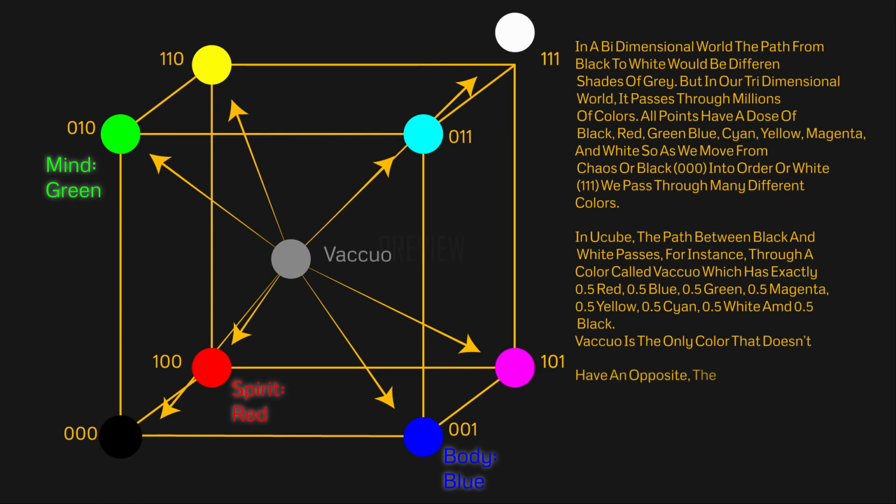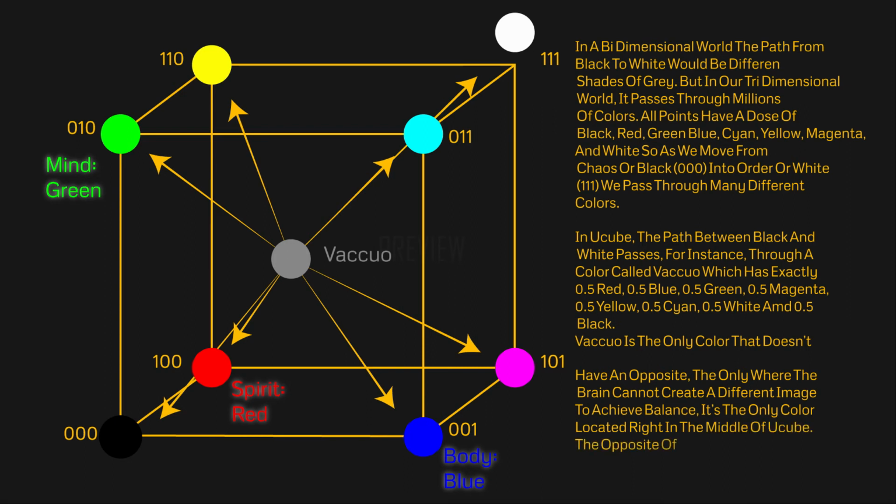Vacuo is the only color that doesn't have an opposite, the only one where the brain cannot create a different image to achieve balance. It's the only color located right in the middle of uCube. The opposite of vacuo is vacuo. The path from black to white.